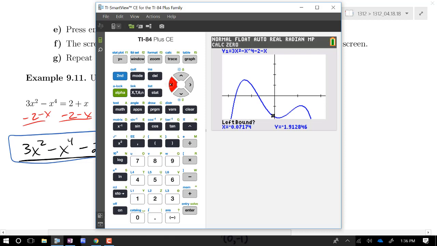It's set to trace, so I'm going to move my cursor somewhere to the left. Okay, so now it's blinking somewhere to the left. I hit enter. Now it wants a right bound, so I just move it somewhere to the right of that 0, and I hit enter. Now it wants a guess. There's no reason you have to put in anything. As long as there's only 1 0 in between the 2, just hit enter here, and it'll find it. So we get negative 1.70211.